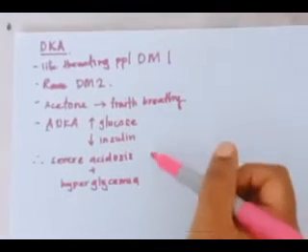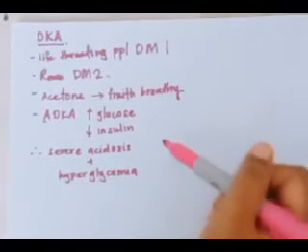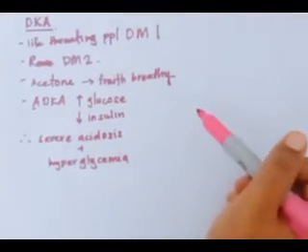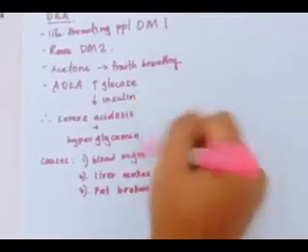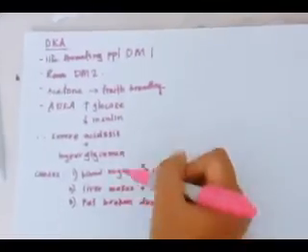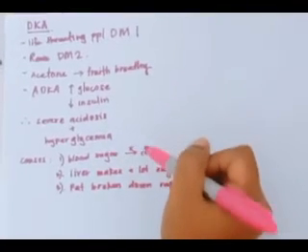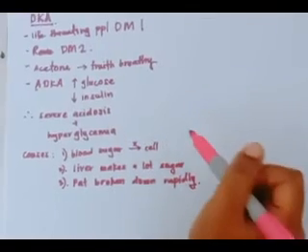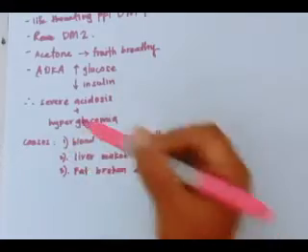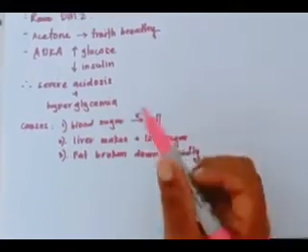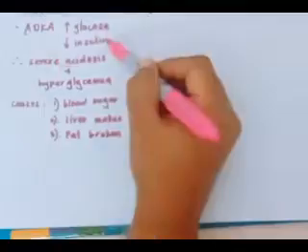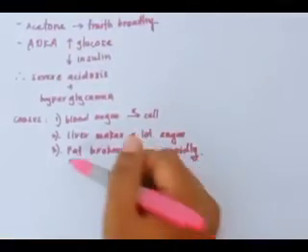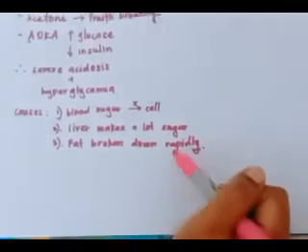So the important thing is you have to find out the signs and symptoms from the patient. This situation causes the blood sugar not to go inside the cell to fuel the cells. This is the first point, and the second point is the liver makes a lot of sugar because you don't have insulin to cover it, and fat is broken down rapidly.